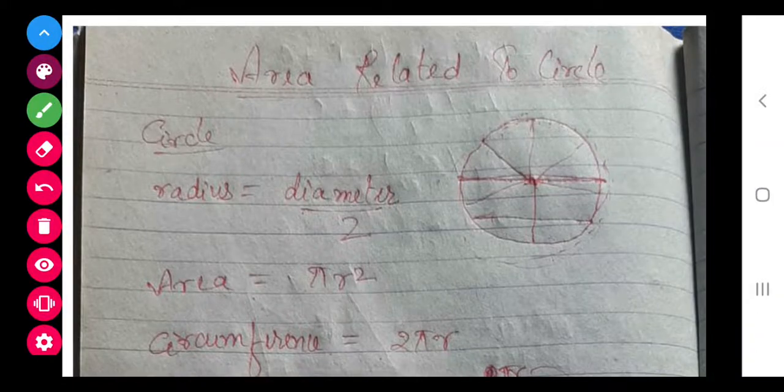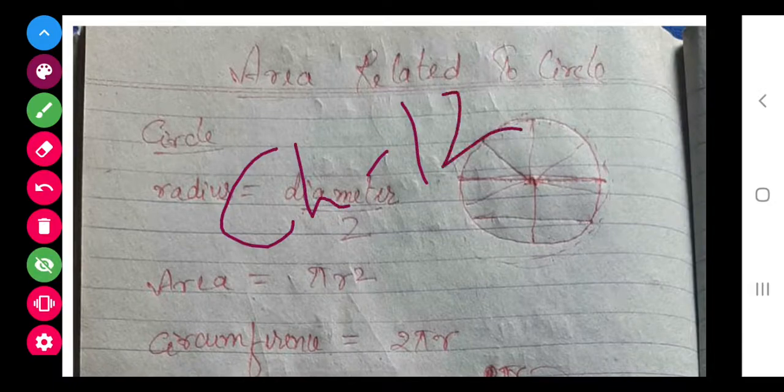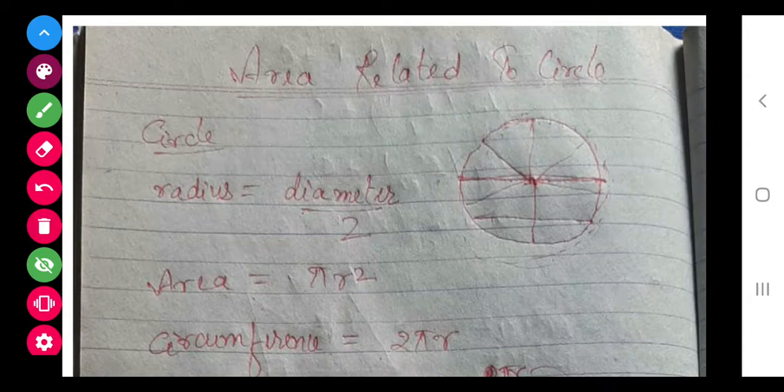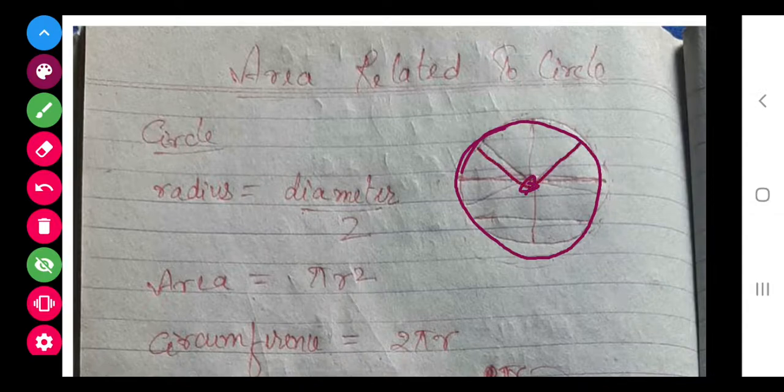Class, today we are going to start with chapter number 12, that's area related to circle. So, class, a little information that you already know about the circle. That circle is having a center, and from that center, the distance taken onto the circle is always equal. That distance we call a radius.